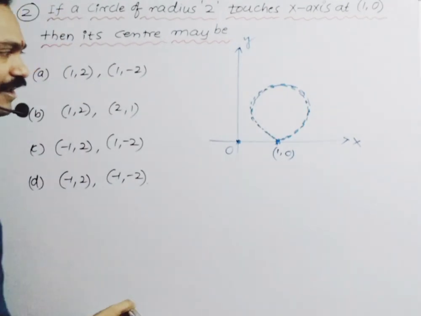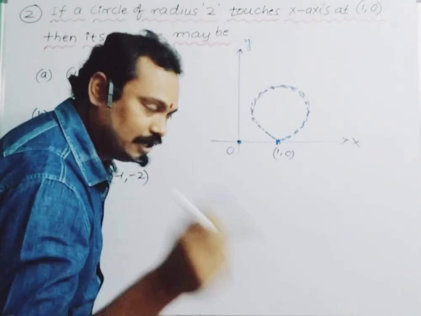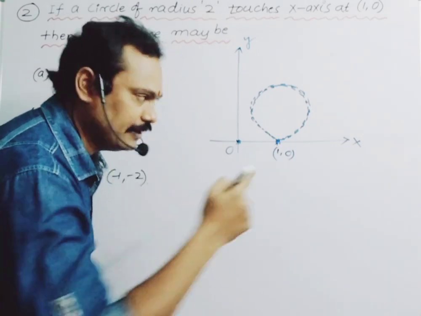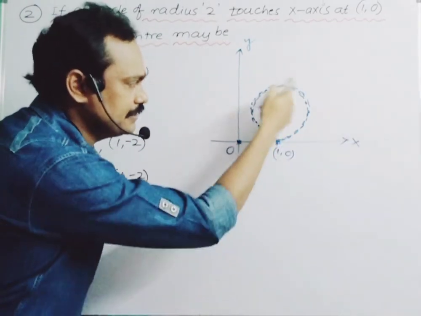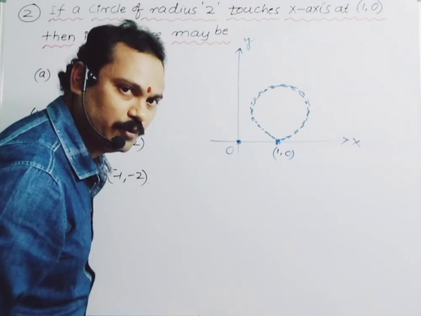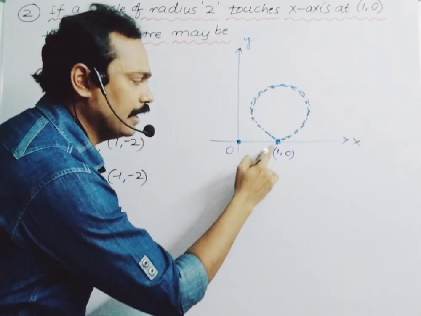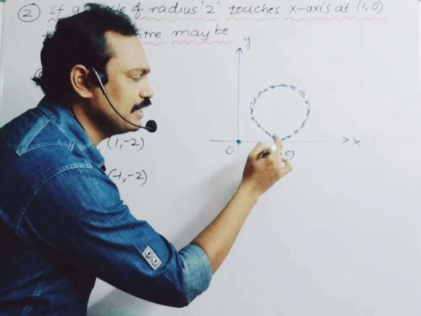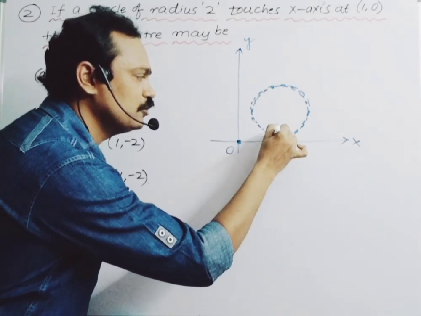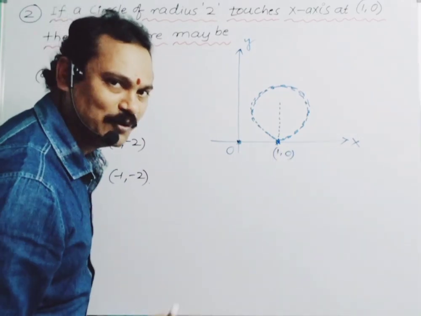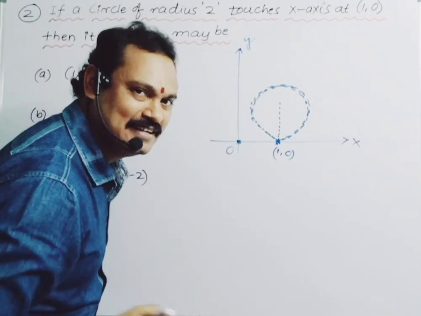Now, if you draw, this is the tangent line, no? The x-axis is a tangent line. The tangent is touching the circle at (1, 0). Now I am going to draw one perpendicular line through (1, 0). It is the normal of the circle.